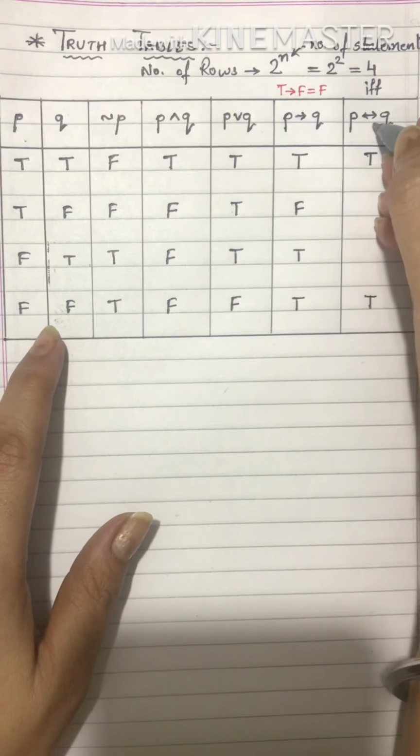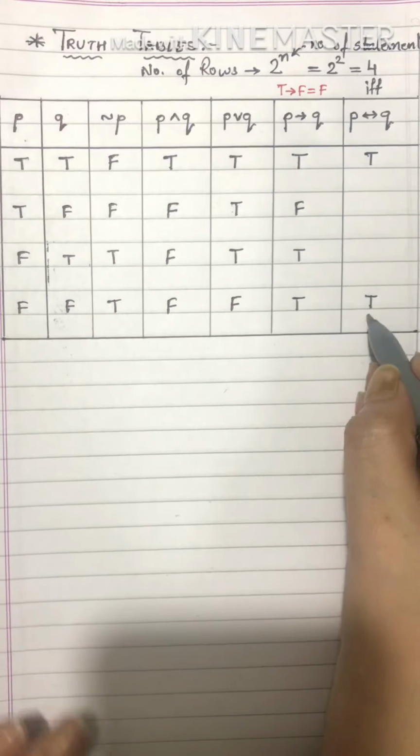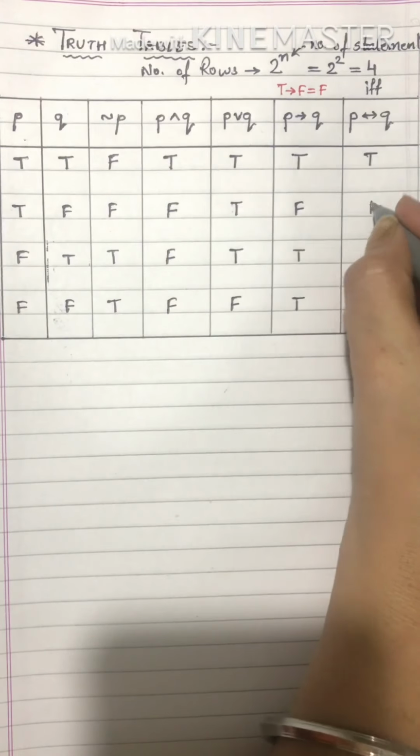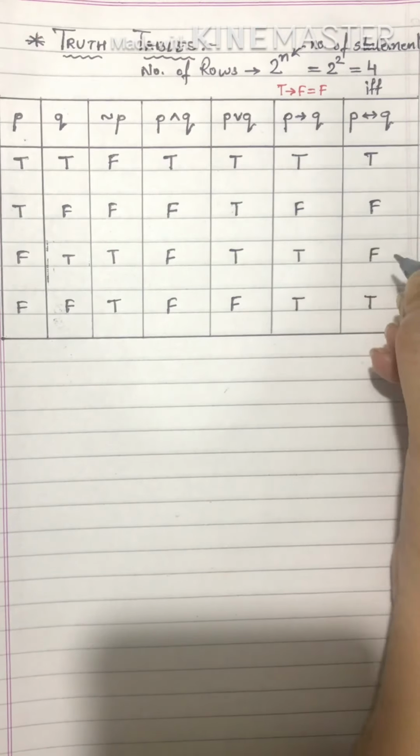Okay, in double implication we have to remember this. Whenever the truth values are same, the result will be true, else it will be false. Here T double implies F and F double implies T will give us F as the result.